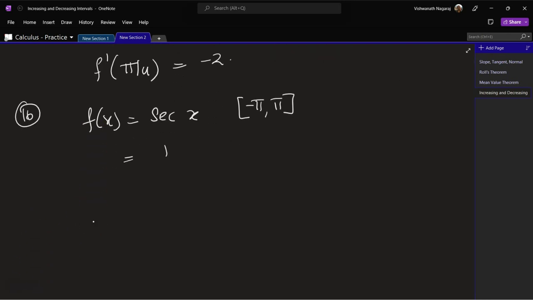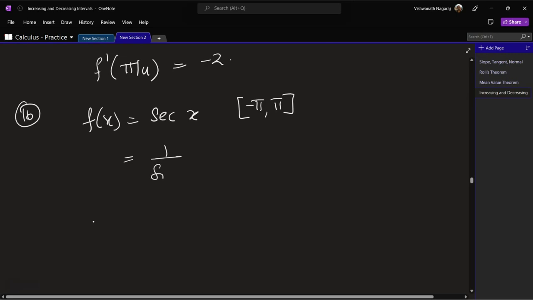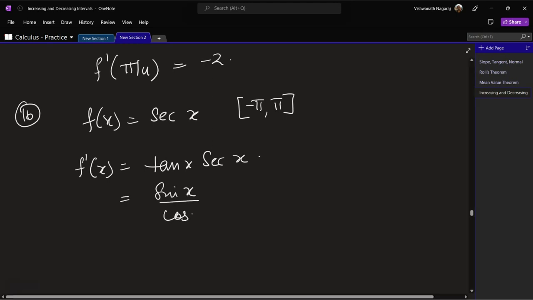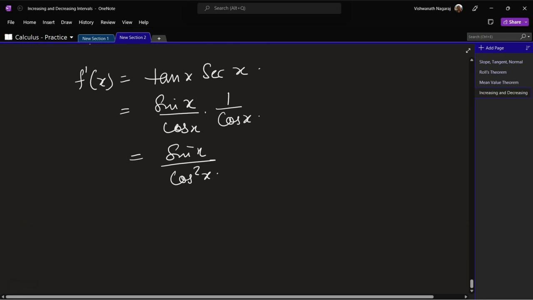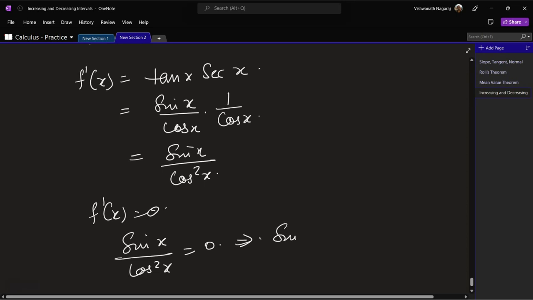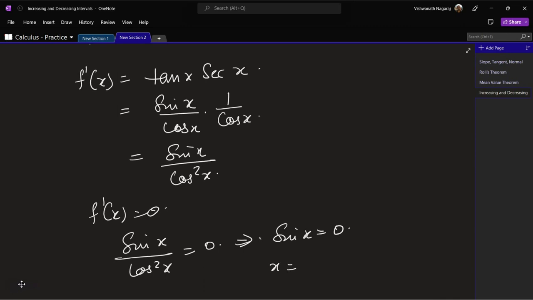Now remember, this can be written as 1 by cos x. Now, differentiate this. F prime of x is equal to sec x tan x. Okay, let's write it in different terms: sin x by cos x times 1 by cos x, which is sin x by cos square x. Now let's equate it to 0. So f prime of x equal to 0 means sin x by cos square x equal to 0, which implies sin x is equal to 0, which means x is equal to minus pi, 0, pi.